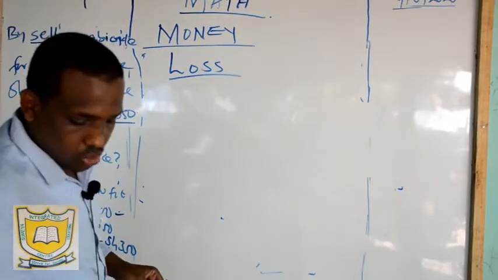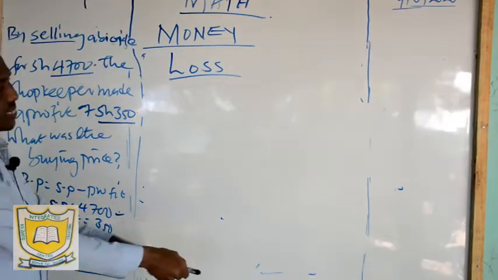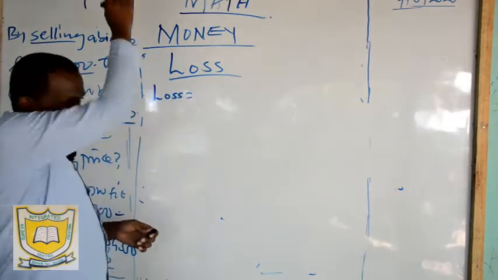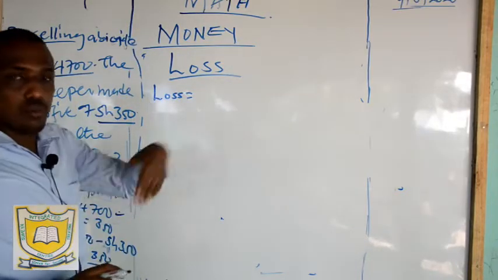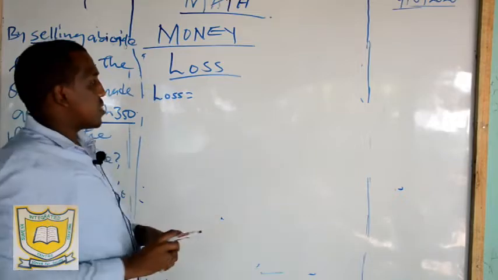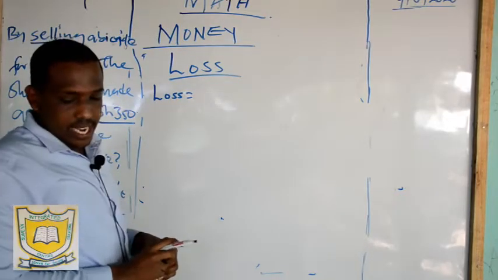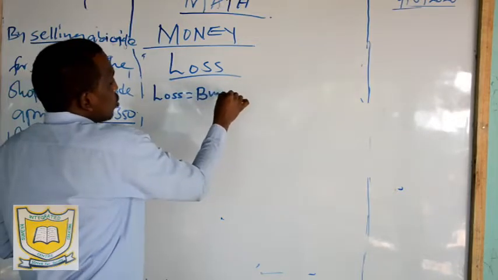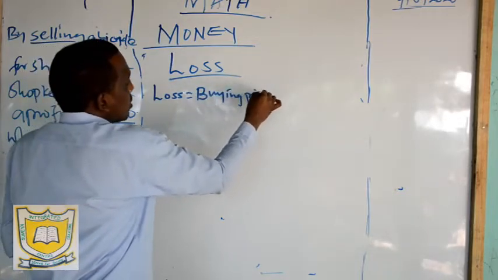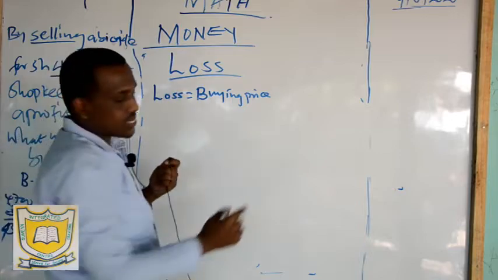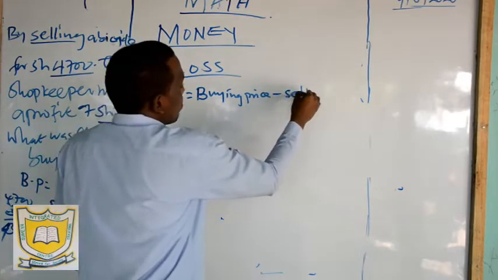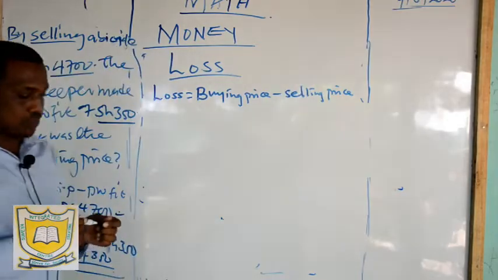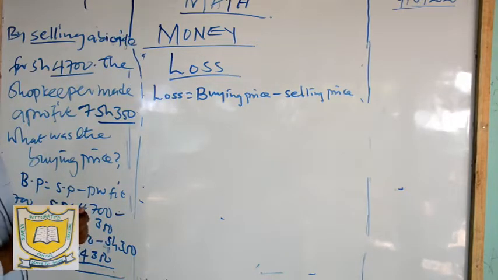So loss equals buying price minus selling price. How do we get loss? Loss means you have not gained a profit. You sold things, then you got a loss. You have not gained anything. So loss equals buying price minus selling price. That is how we get the loss. Loss means buying price minus selling price.